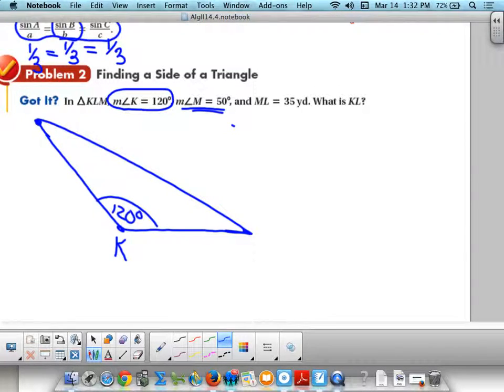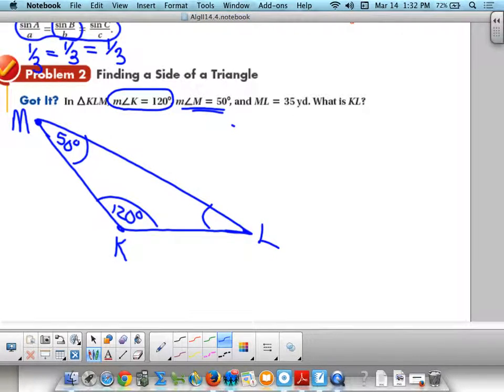Angle M is 50 degrees. Where would you like M to go? Top. And it doesn't matter. Since Brock says top, we'll put it up here. 50 degrees. Which leaves me with what other letter? L. Okay, L. We don't know L. It doesn't even give us L. Oh, we can find it.